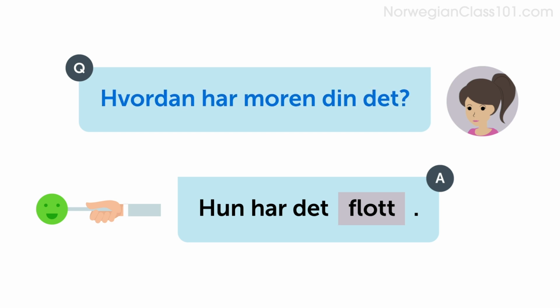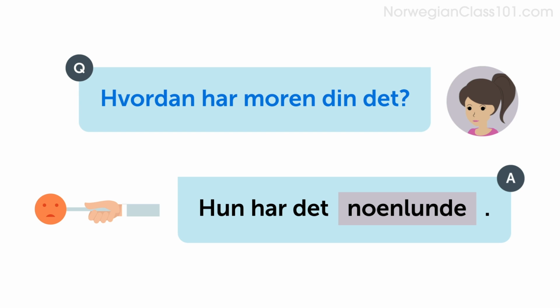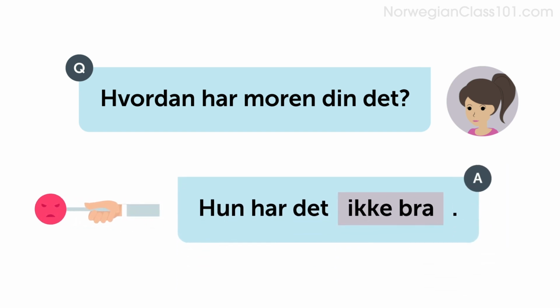Hvordan har moren din det? Hun har det flott. Hvordan har moren din det? Hun har det noenlunde. Hvordan har moren din det? Hun har det ikke bra.